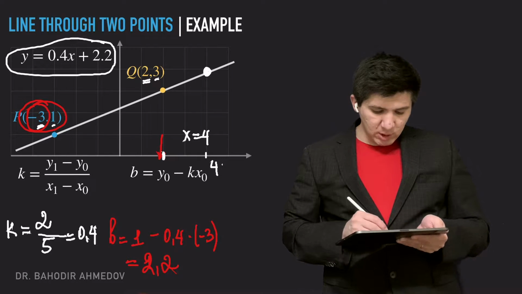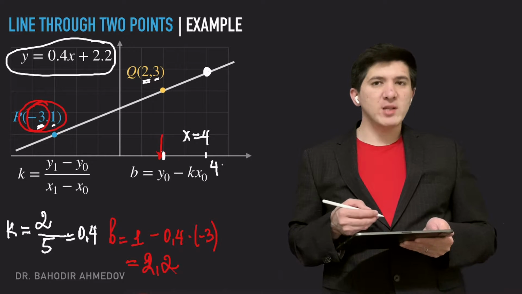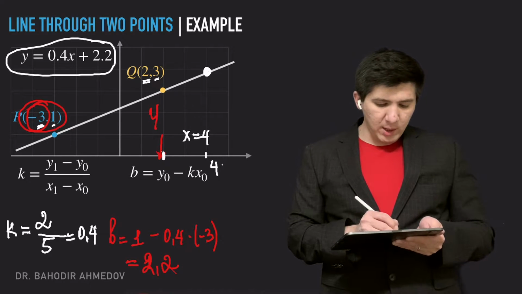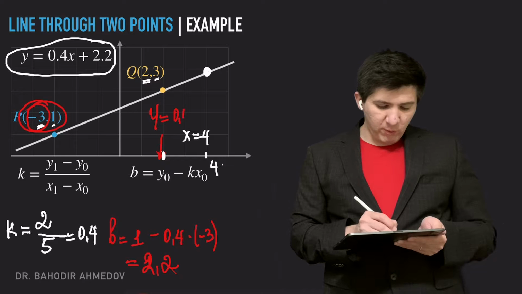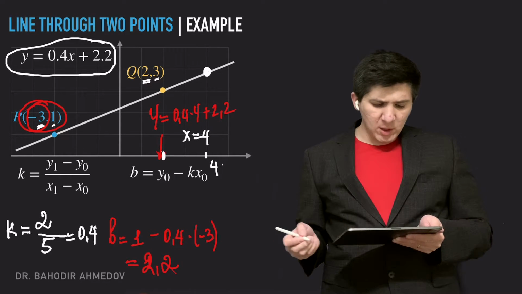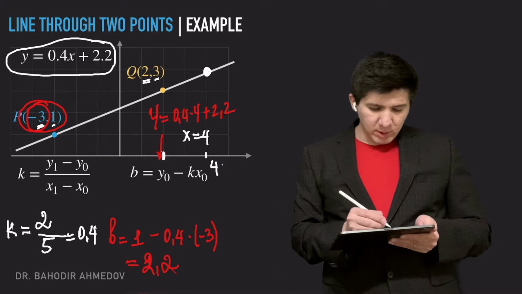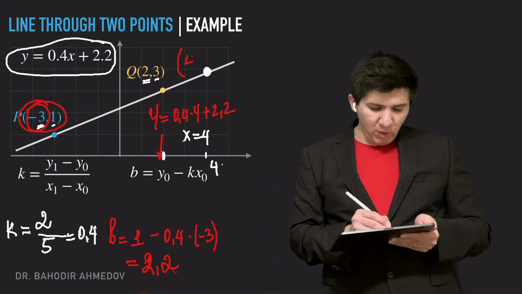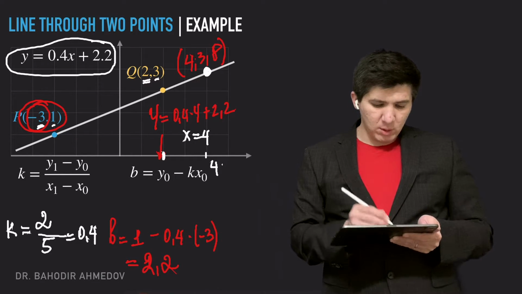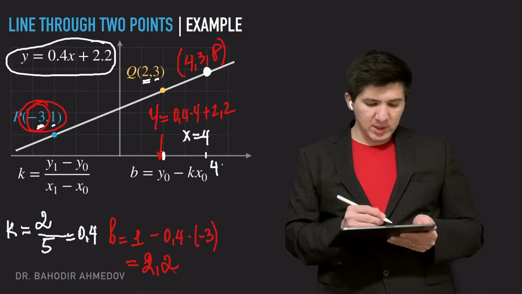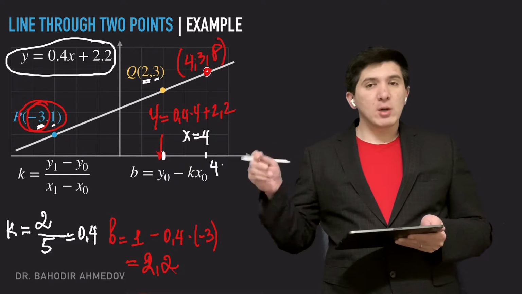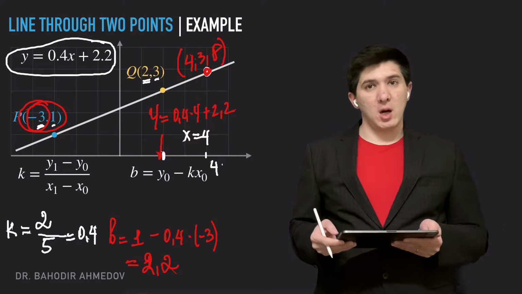I just substitute this into the equation of the line and calculate y. It is equal to 0.4 times 4 plus 2.2, which is 1.6 plus 2.2, which is 3.8. So the coordinates of this point are 4 and 3.8. Essentially, this equation tells you the coordinates of the points along this line.